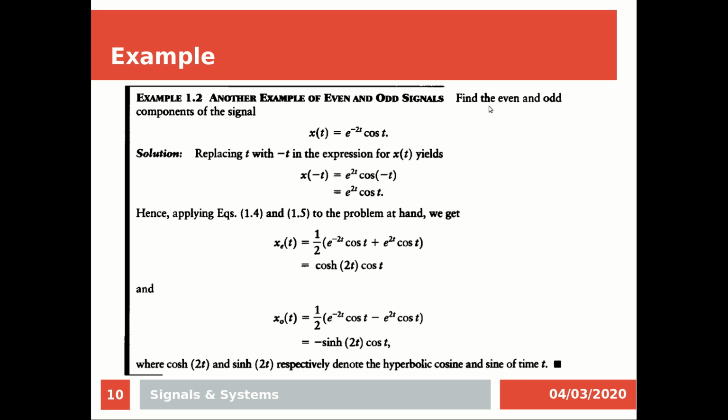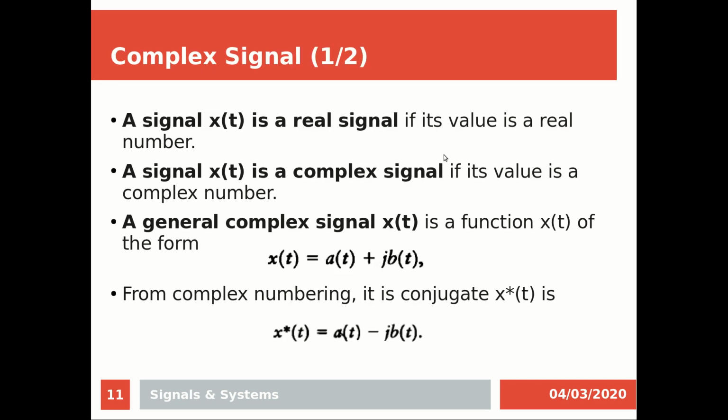Now, this is a simple equation that doesn't have a complex part. Here we have a complex signal. A complex signal is a real signal if its value is a real number, just the real part. If you remember what a complex number is, I think I will cover it today. And a signal x of t is a complex signal if its value is a complex number, the same as in calculus.